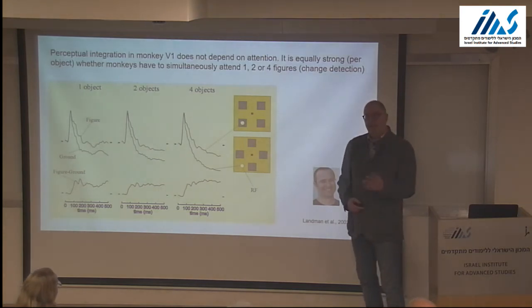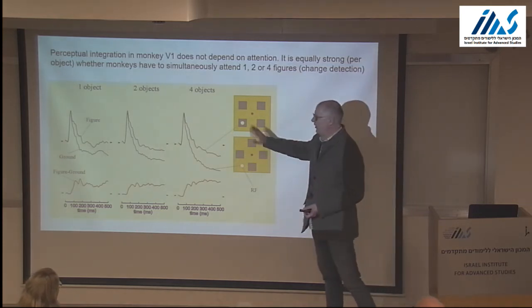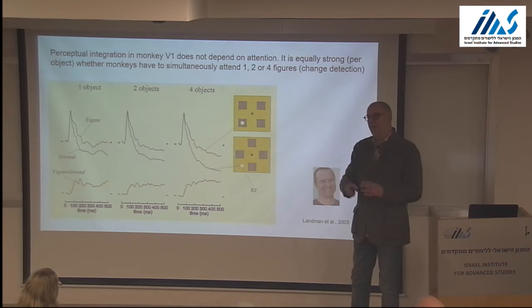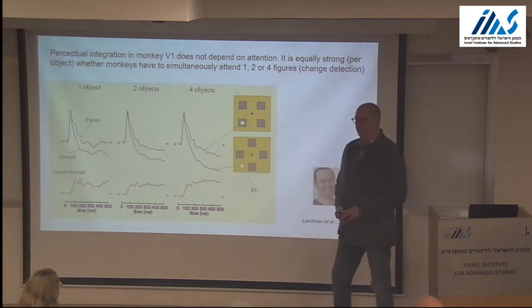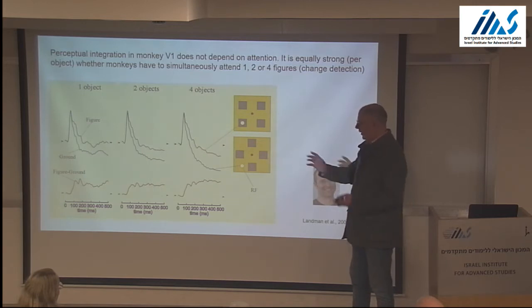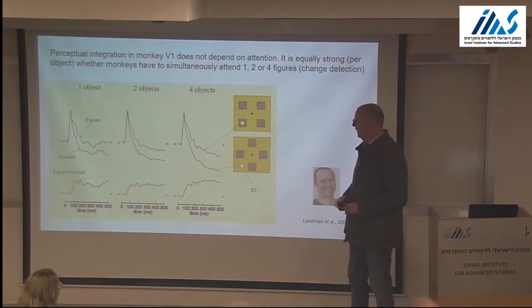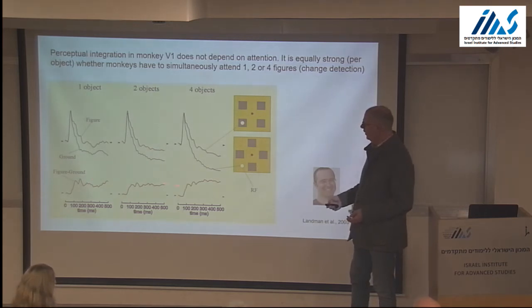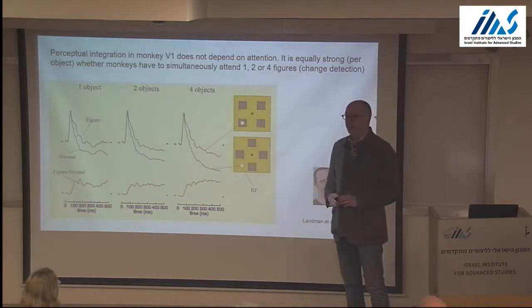Let me phrase it differently, independent of attention. This is something we already observed quite a while ago. If you look at these modulations, these contour modulations, figure-ground organization modulation, you will see that the strength of the modulation does not depend on the number of objects that you show to the animal. We varied 1 to 4 objects in this case. The monkey had to do a change blindness task, so they had to look a bit at these different objects. But as you can see, the figure-ground modulation is equally strong whether you have 1, 2, or 4 objects. So at least up to this number, there is no capacity limit.